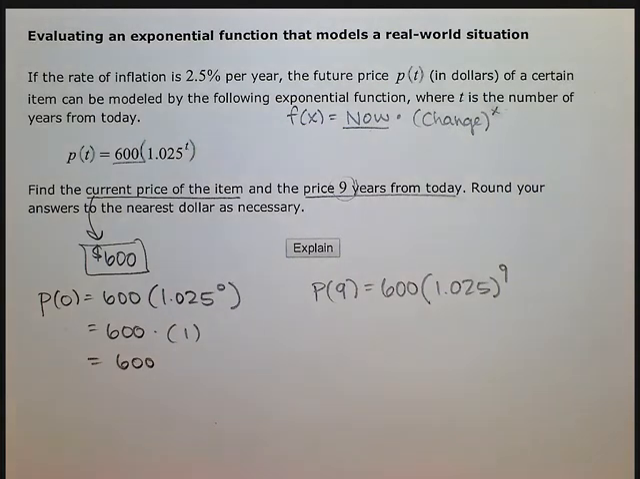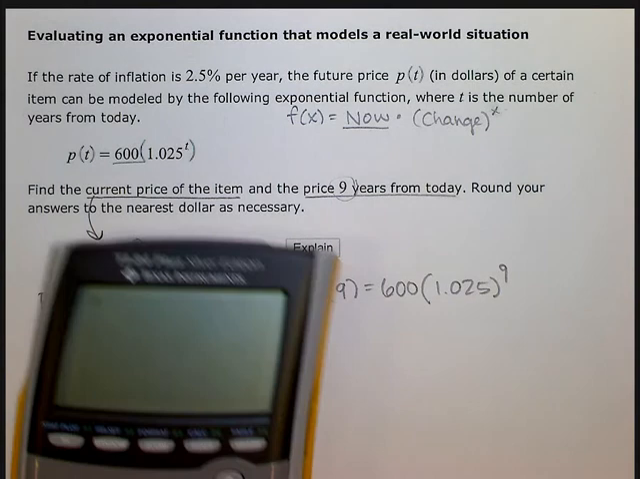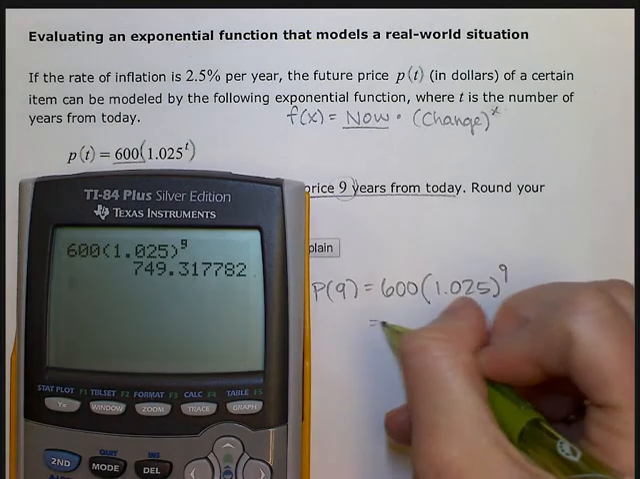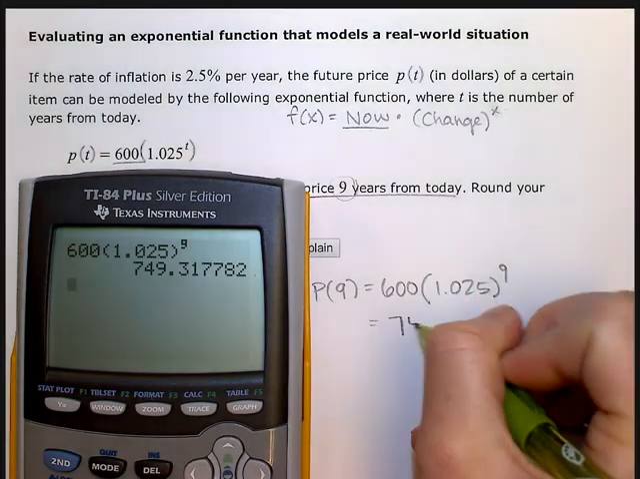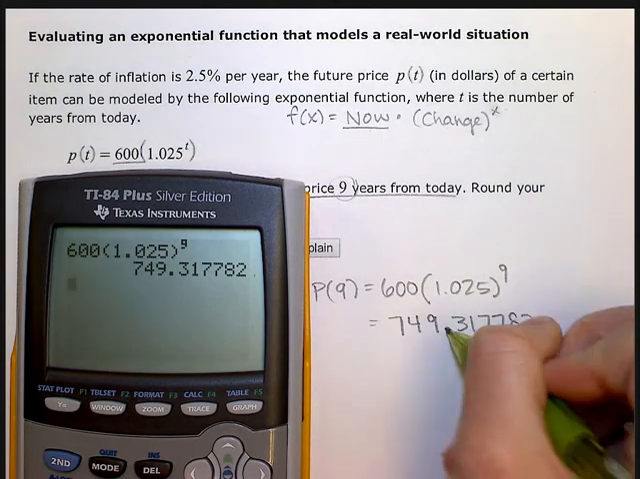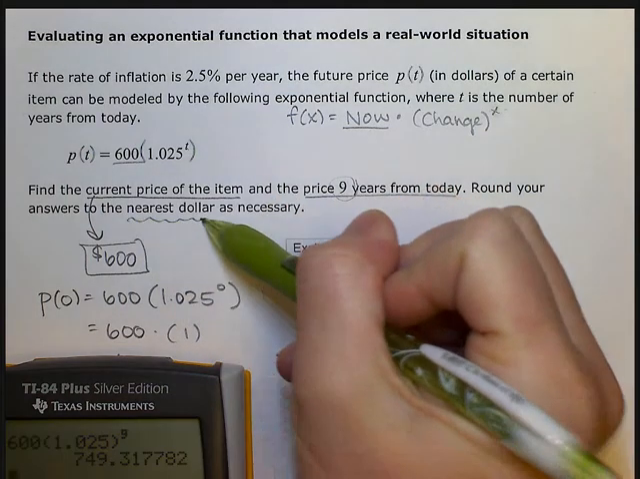Okay, but I'm going to need my calculator in order to do this math, so I'm going to go ahead and do 600 times 1.025 raised to the 9th. Okay, so here I get 749.317782. Okay, but the question asked me to round to the nearest dollar as necessary.